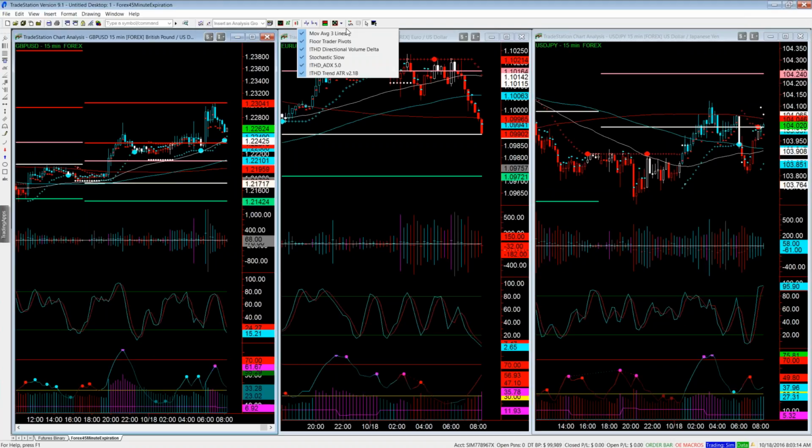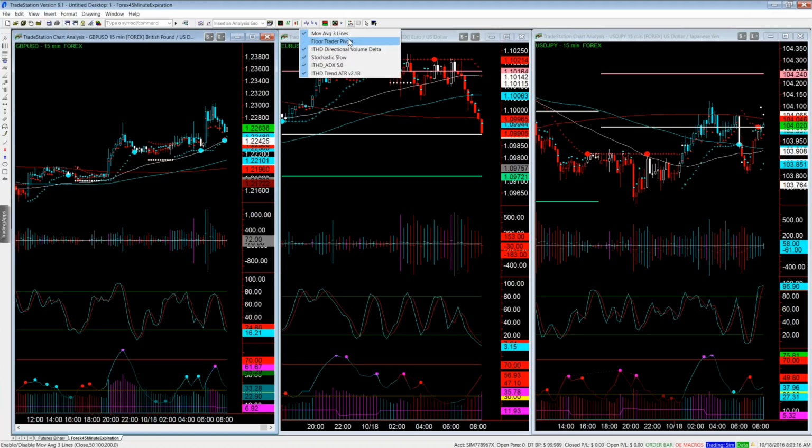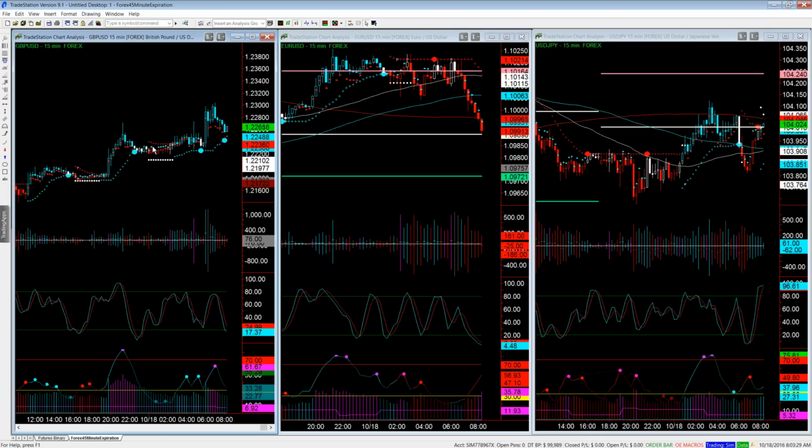Let me turn off the floor trader pivots for a moment and the moving average line so you can actually see these white dots. Anytime the white dots are plotted in conjunction with the plus sign, that tells us that we are in congestion. The only trades that you're allowed to take when the market is in congestion is when price is at the congestion dot or price is at the ATR.